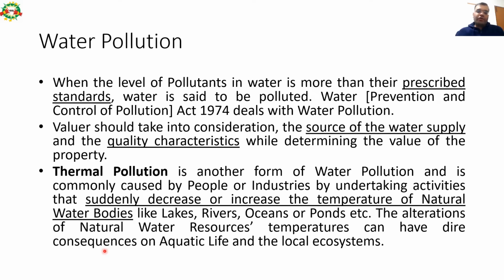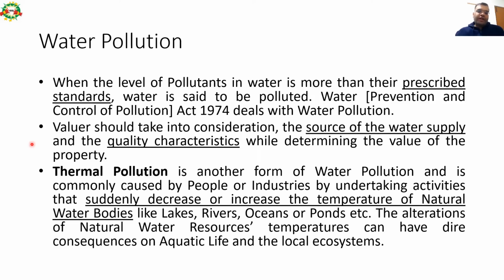Next is water pollution. When level of pollutant in water is more than the prescribed standards, water is said to be polluted. So the Water (Prevention and Control of Pollution) Act 1974. So here please remember it is 1974, which deals with water pollution. So in case of air it was 1981, for water it is 1974.